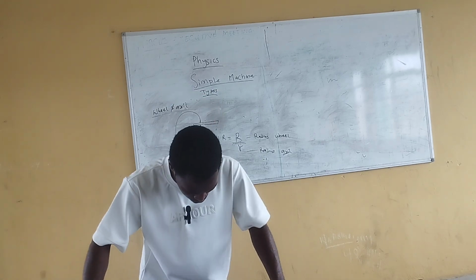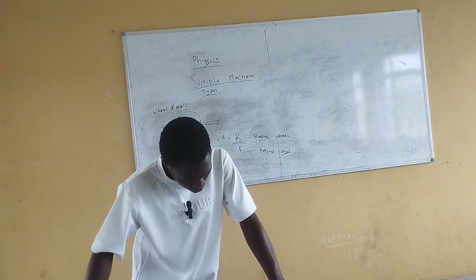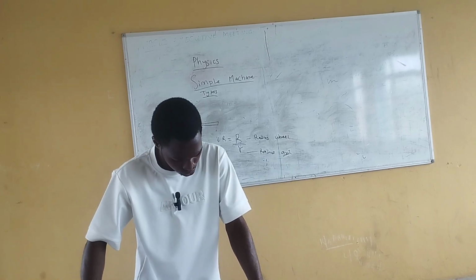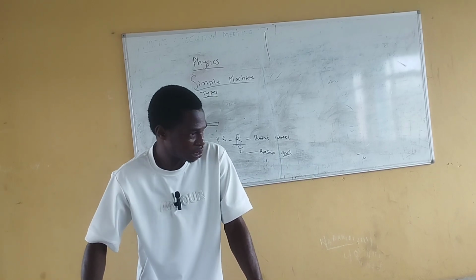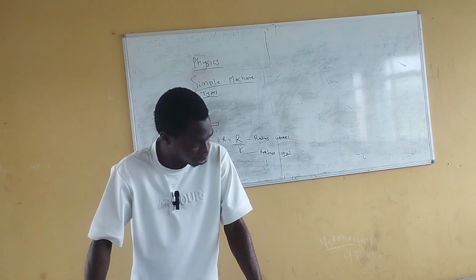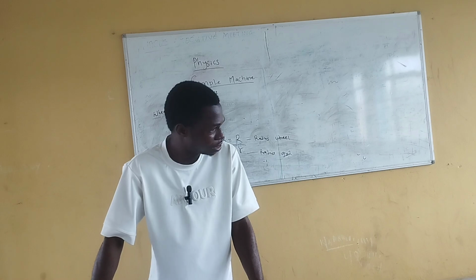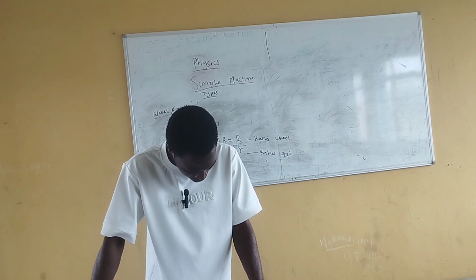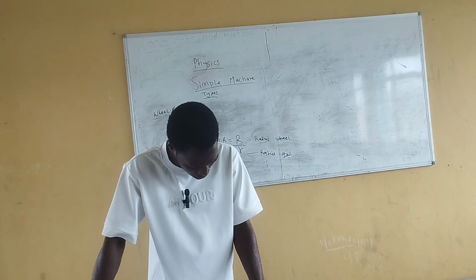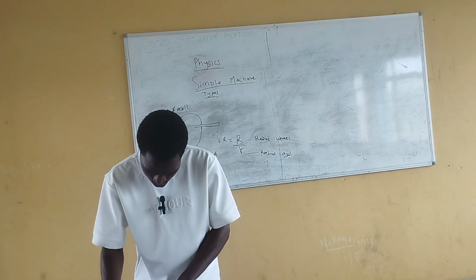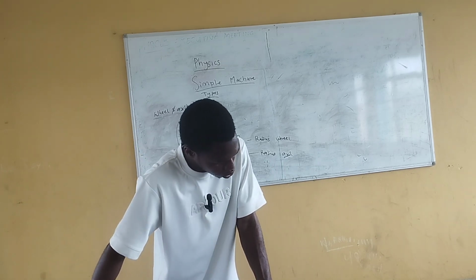Check out this question. A wheel and axle has a radius of 80 cm and 10 cm respectively. If the efficiency of the machine is 0.85, and a force was applied to raise a load, the force that was applied is 1,200 Newton. What is the load?